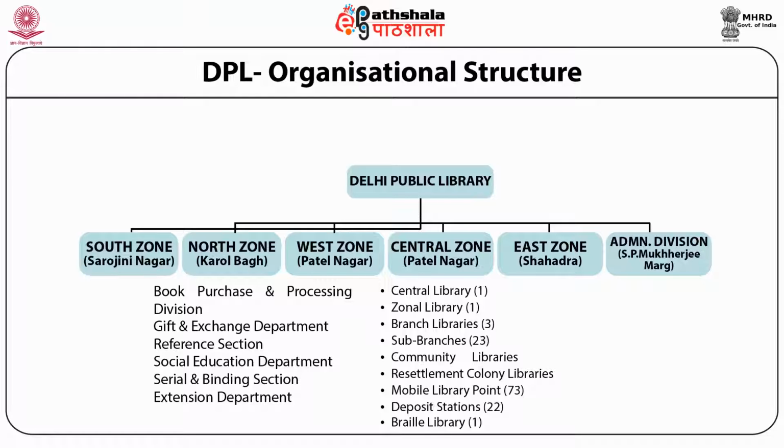Covering the entire metropolitan city, consisting of a central library, a zonal library, 3 branch libraries, 23 sub-branch libraries, 3 community libraries, 12 resettlement colonies libraries, 1 braille library, 73 mobile service points, and 22 deposit stations. The organizational structure of Delhi Public Library can be seen on the screen.